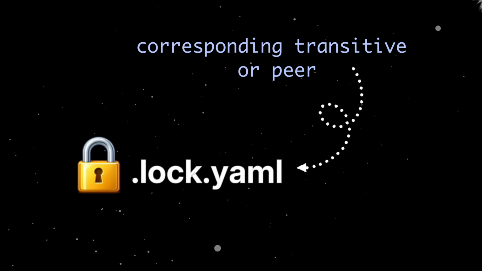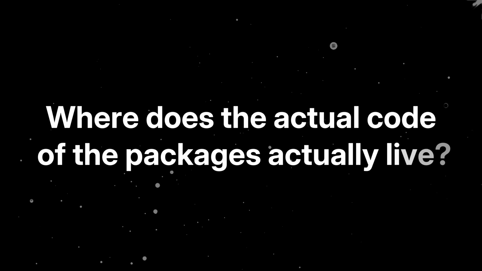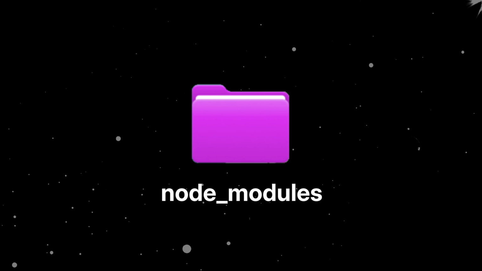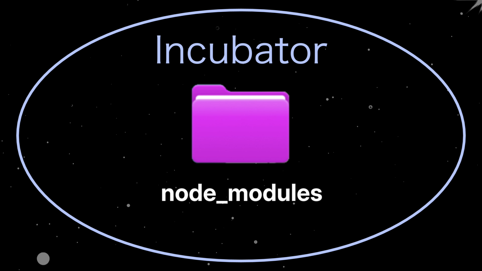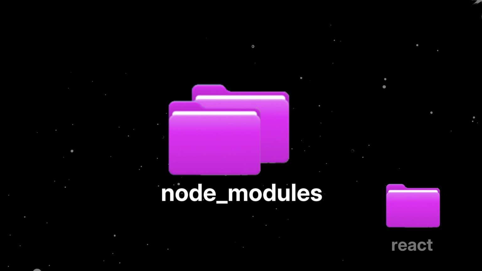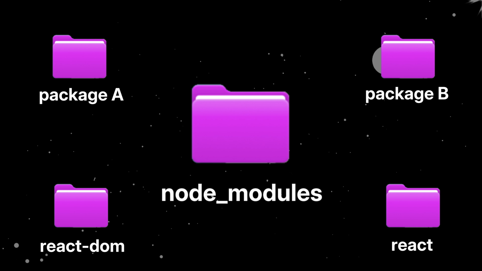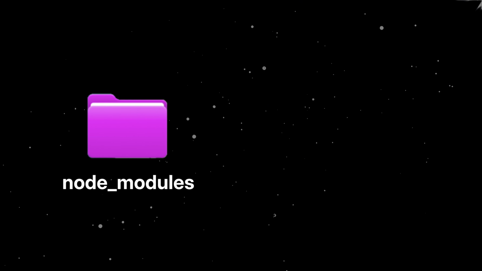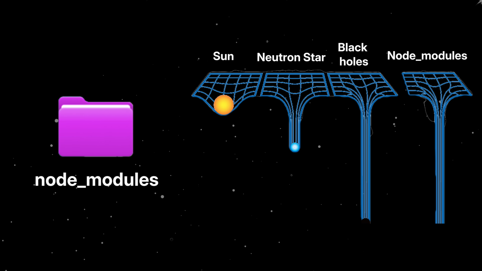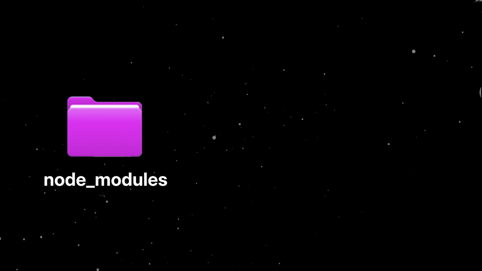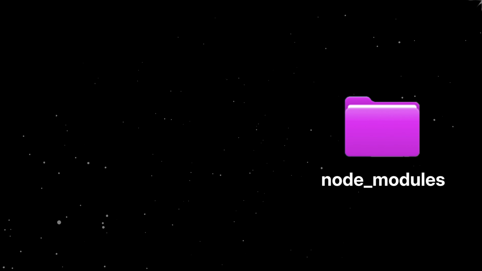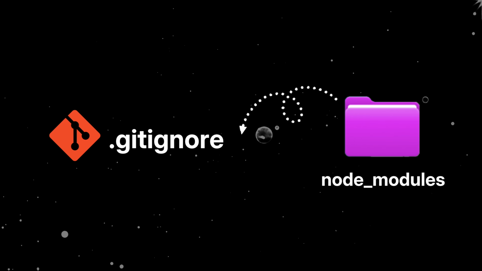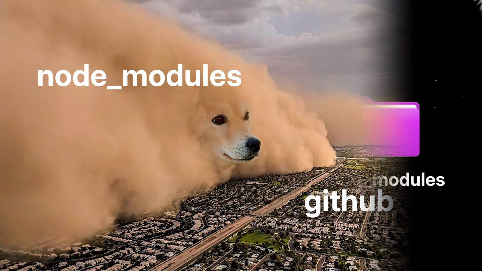So if the package.json file only lists the top-level dependencies and the lock file stores their corresponding transitive or peer dependencies, where does the actual code of the packages live? That's where the node_modules folder comes in. Think of it as the actual incubator of those dependencies, where the third-party package code resides. It's also known as the black hole folder in JavaScript's memes literature, because it simply takes a lot of disk space. So always double check that it's present in your .gitignore file. You definitely don't want to push that to GitHub.